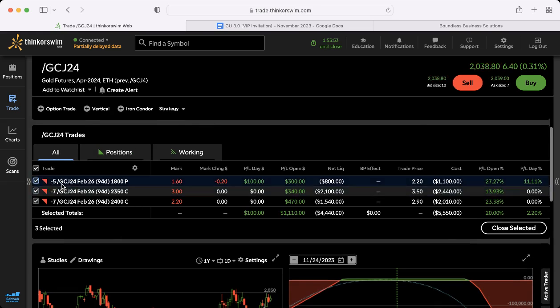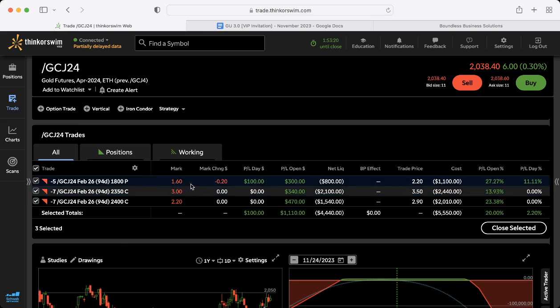We're short 5 of the April contracts with a February 26th expiration. That's a nice thing, it's an April contract, but we're not in it till April. We're in it till February at this point. There are different expiration dates on the April contract. We're 94 days until expiration, so it's a good ways out there. And every day that number will tick down.